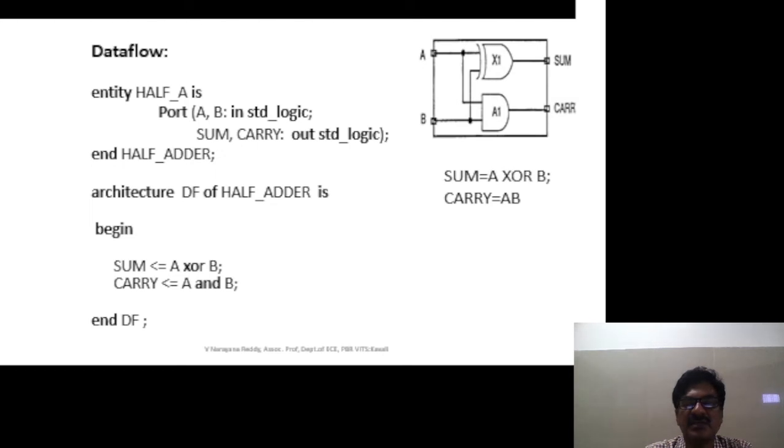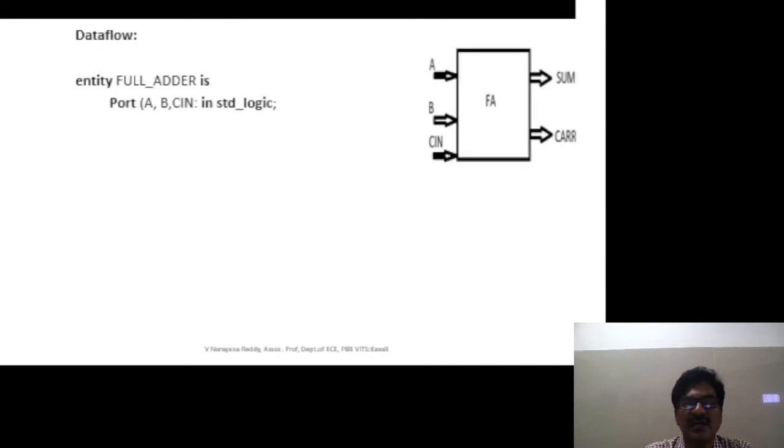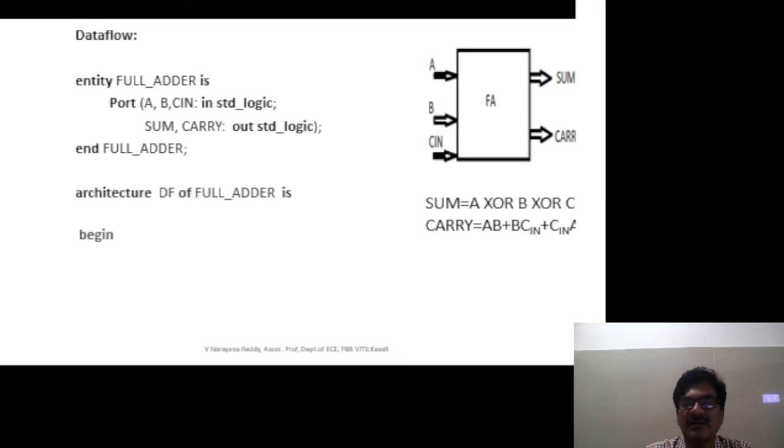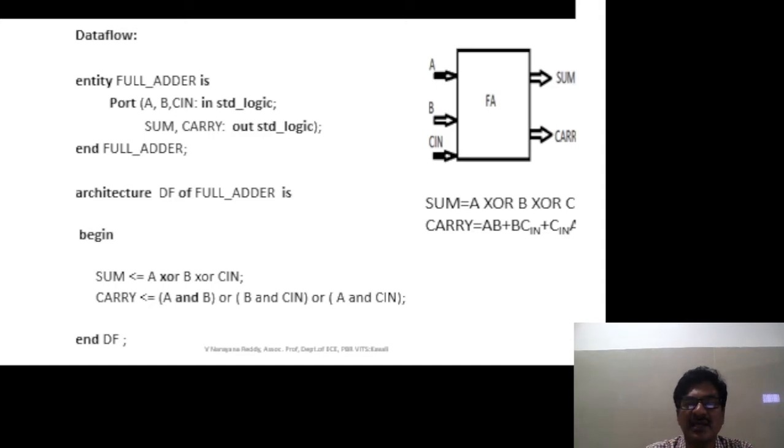Now today I would like to discuss another architecture model. But first, have you written the data flow style architecture for the full adder? Have you written it or not? If you have written it, okay. Otherwise you can check with this. In the case of the full adder, we have 3 inputs and 2 outputs. The 3 inputs are A, B, Cin as per my diagram, and the 2 outputs are sum and carry.